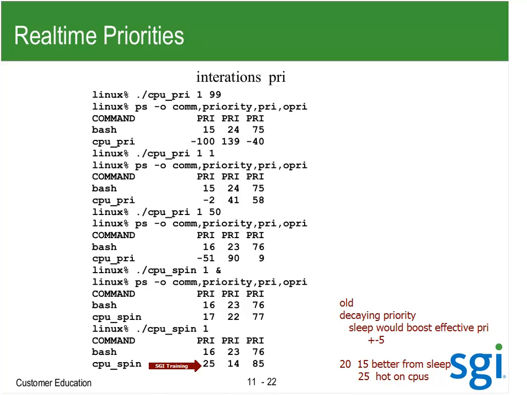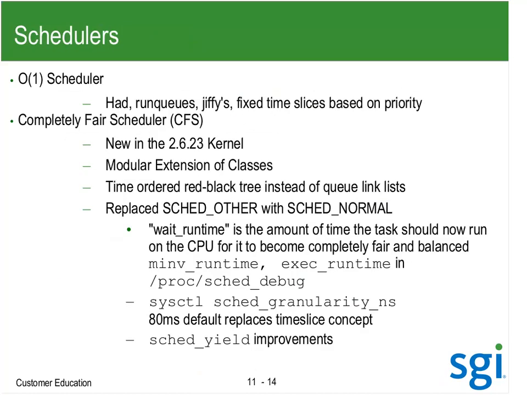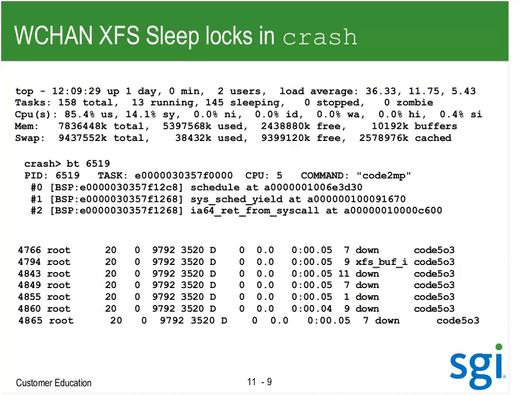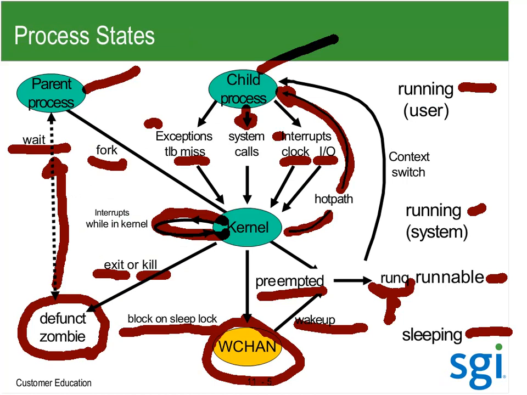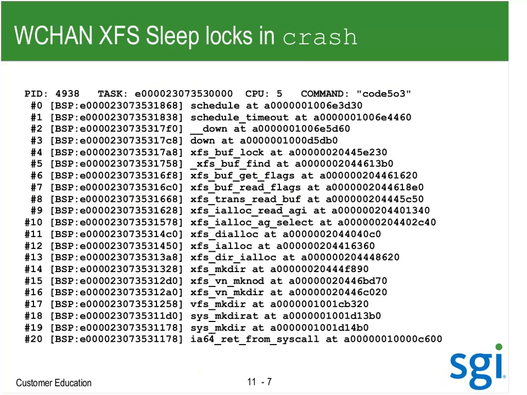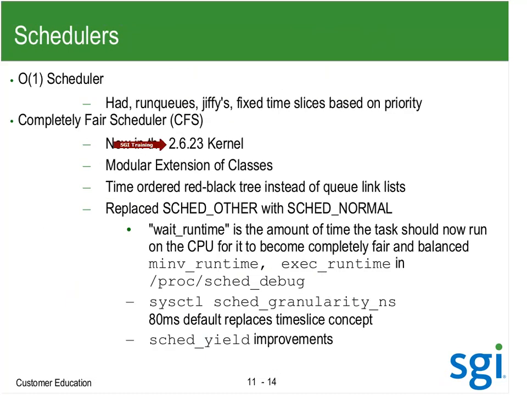If I needed to check here, there it is. The 2.6.23 kernel is when the decaying priority went away. Now, you still have a decaying priority concept. It's called wait runtime. It's just that top and ps are going to print you this entitlement value that you have.